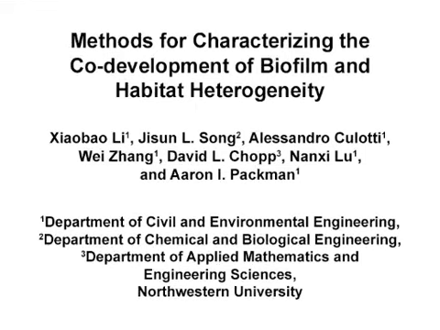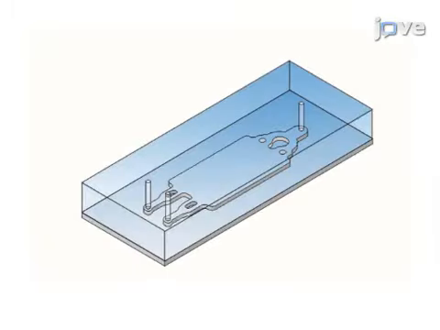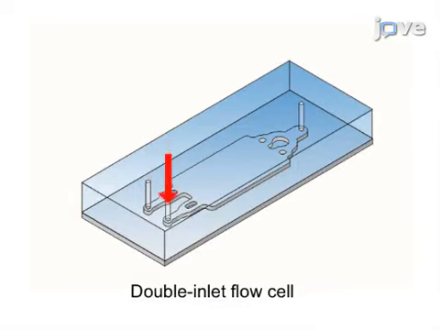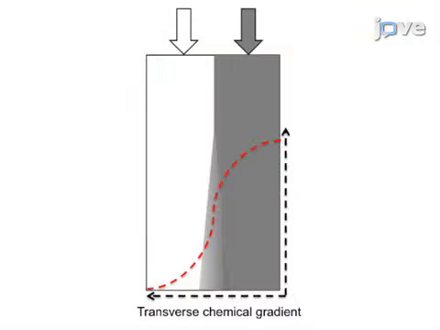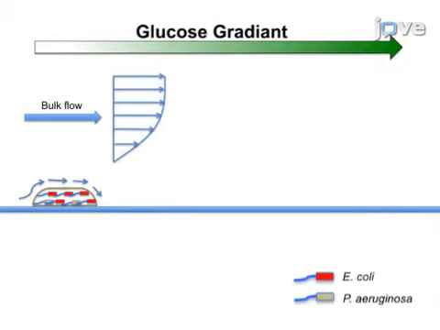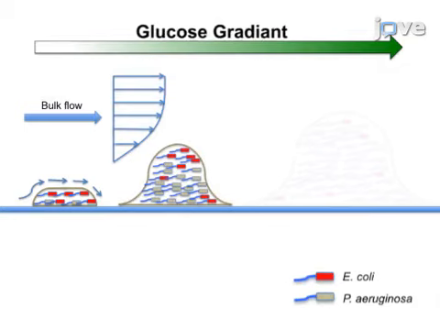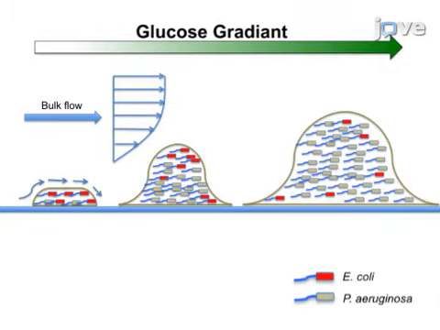The overall goal of this procedure is to characterize biofilm interactions with the surrounding environment using integrated methods. To do this, a double inlet microfluidic flow cell system is constructed in which glucose-containing and glucose-free media are pumped across a flow cell, generating a glucose gradient.